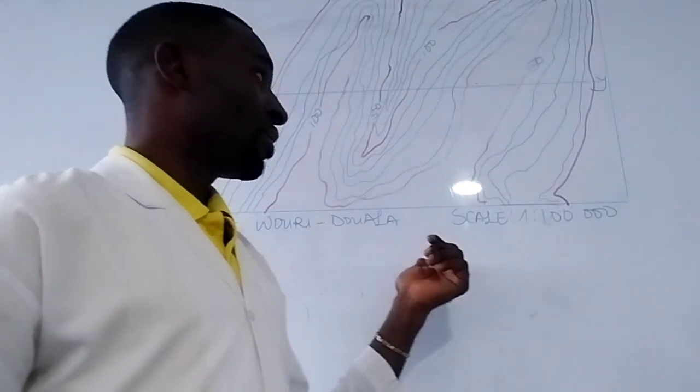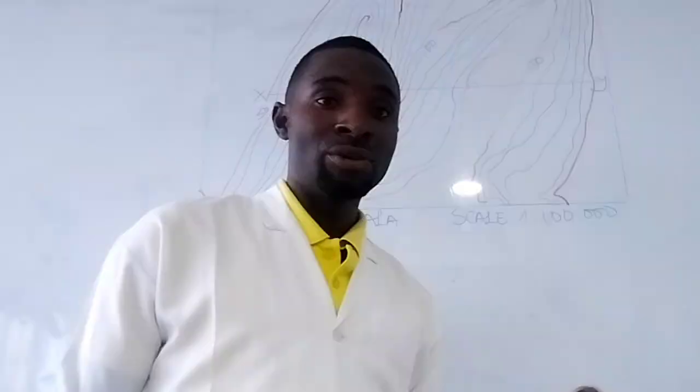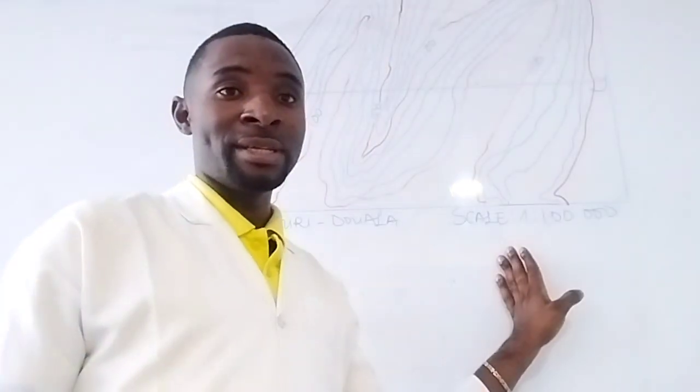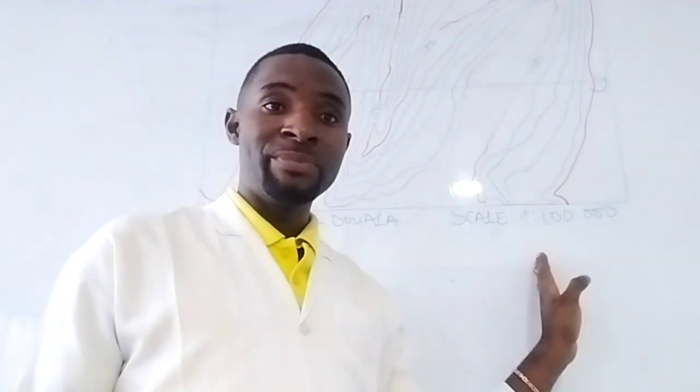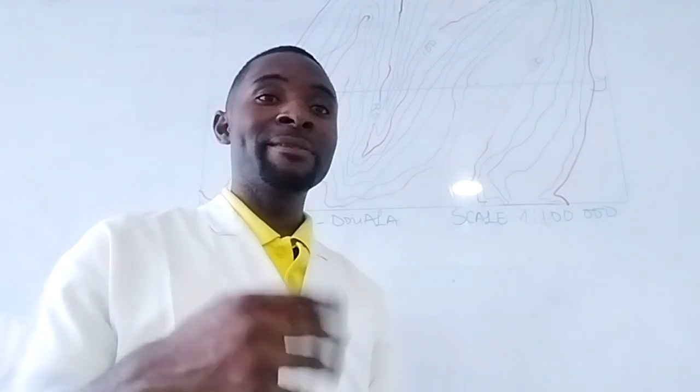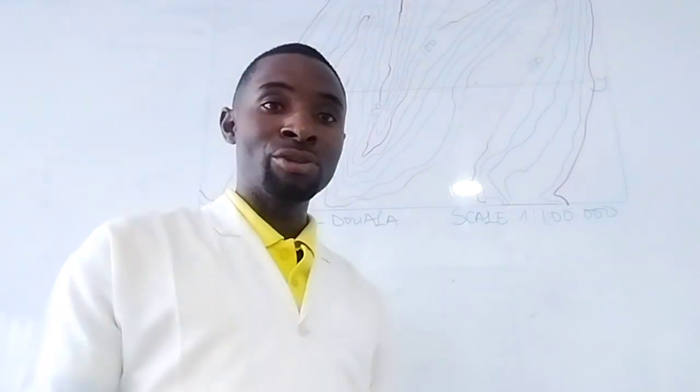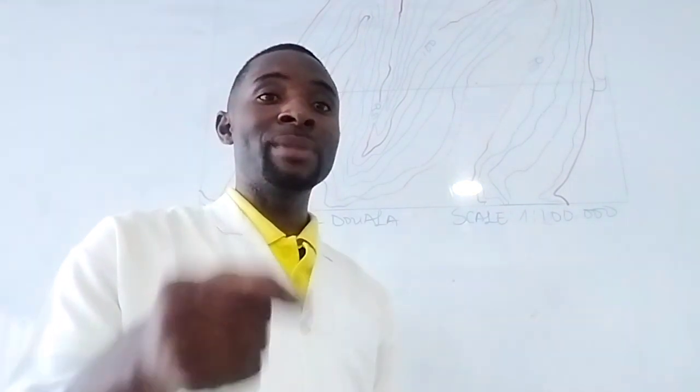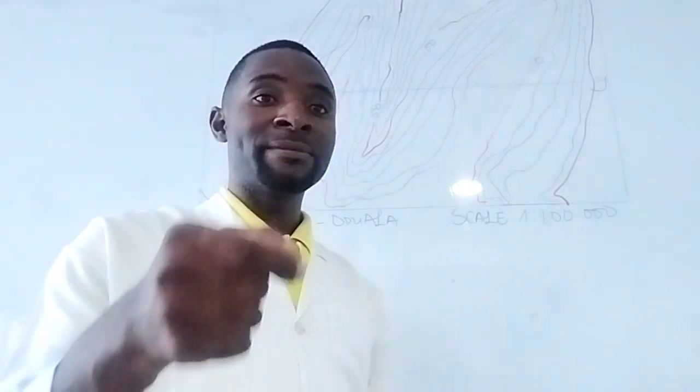Now, on the other hand, we have the minor contours, which on this demo lesson here are represented with blue lines. And most often, you hardly find numbers on these contour lines, but it does not mean that they don't have numbers.